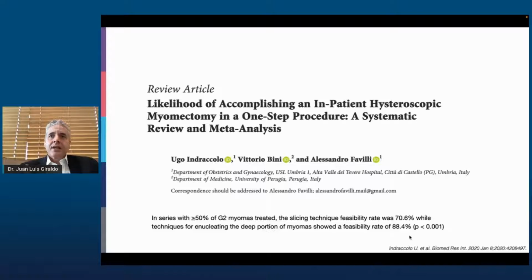So it seems that conventional resection is not the ideal way to resect those FIGO2 fibroids, and that we need to use techniques that allow us to enucleate that deep portion of myomas to be able to do this in a one-step procedure.